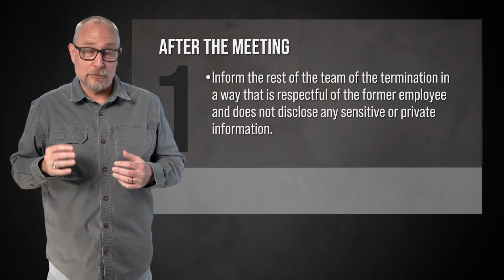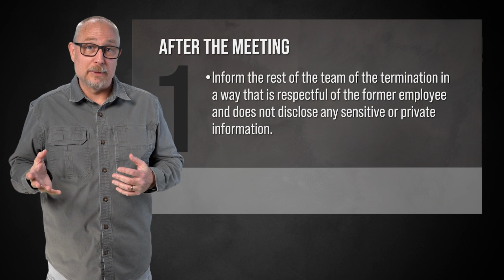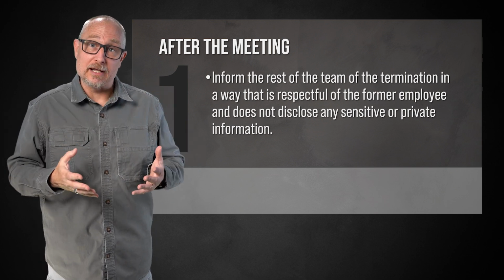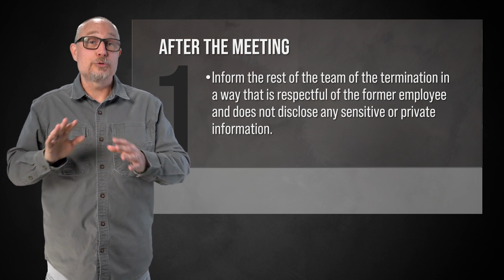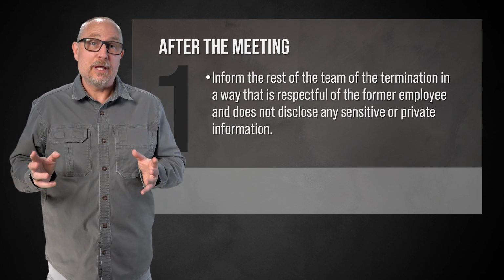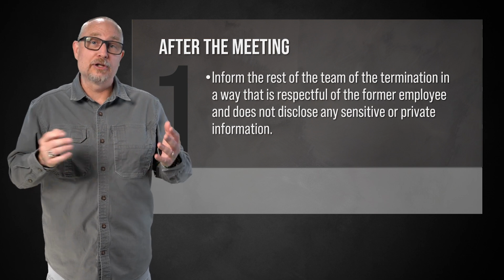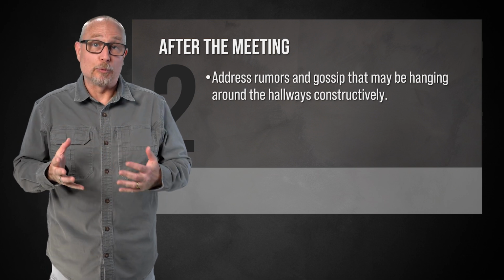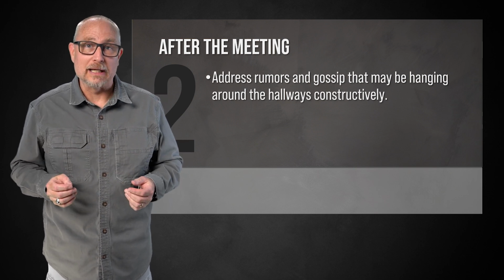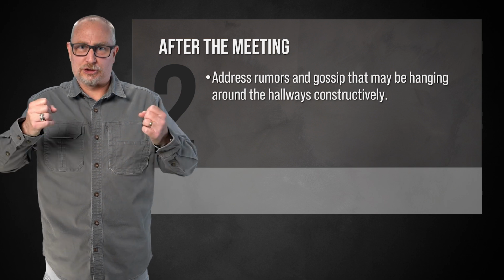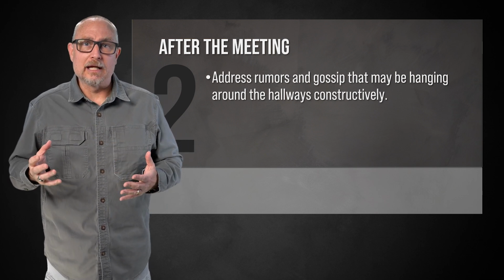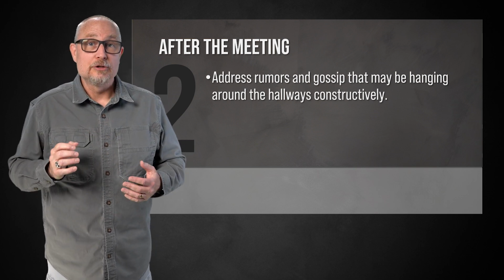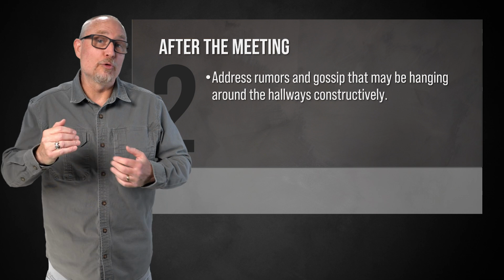First, you need to inform the rest of the team of the employee's termination. You want to do this in a way that is respectful and empathetic. Furthermore, you want to make sure that you do not share any information that could be private regarding the termination of the employee. Next, you will want to address any gossip or rumors that might be banging around the hallways. Now, this is not to say that you need to squash the rumors or anything like this. It means that you need to deliver the information that the rest of the team needs to understand what happened and move on with this.